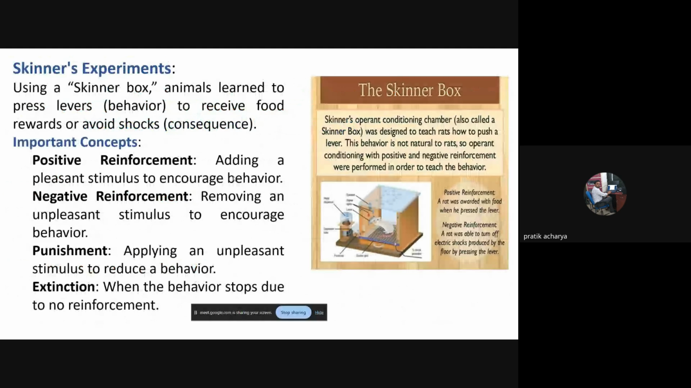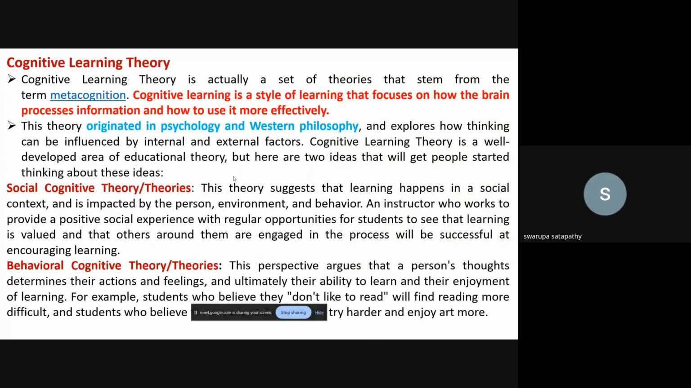Up to this, I think you got some idea. Am I audible? Yes, sir. Now we'll go for the cognitive learning theory.